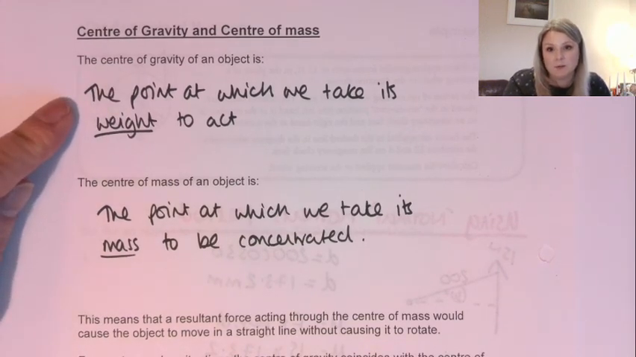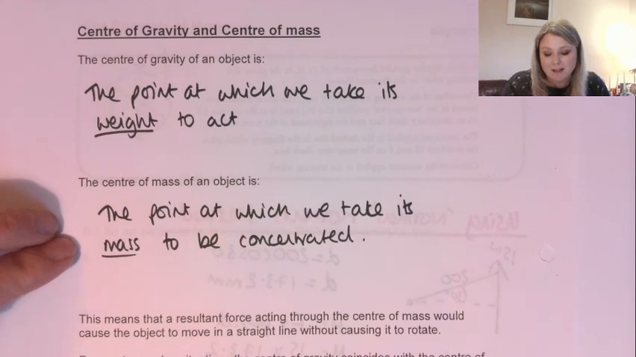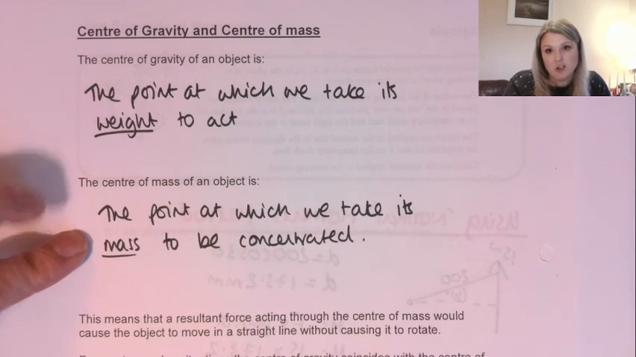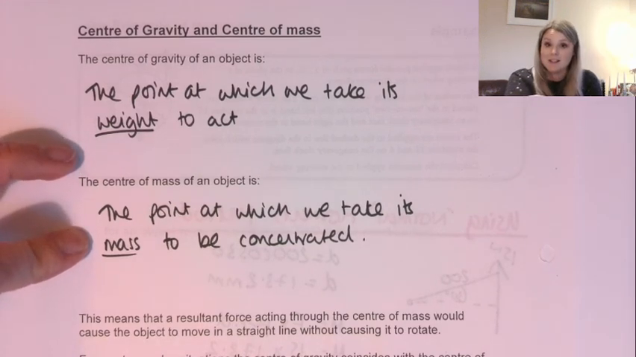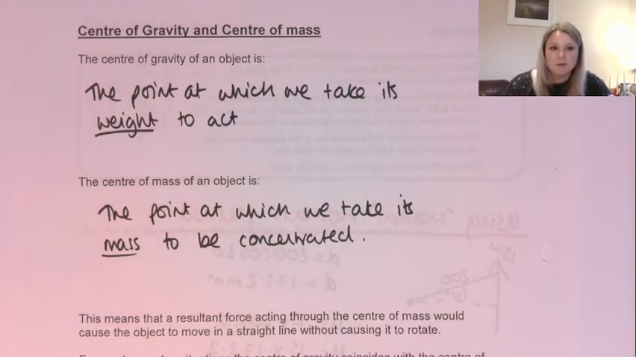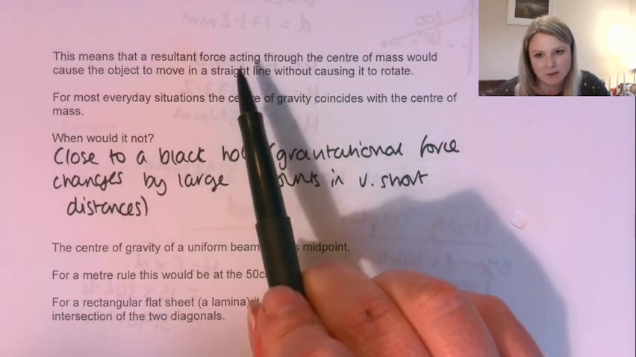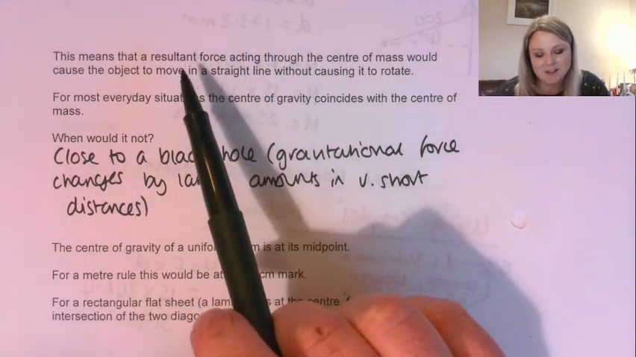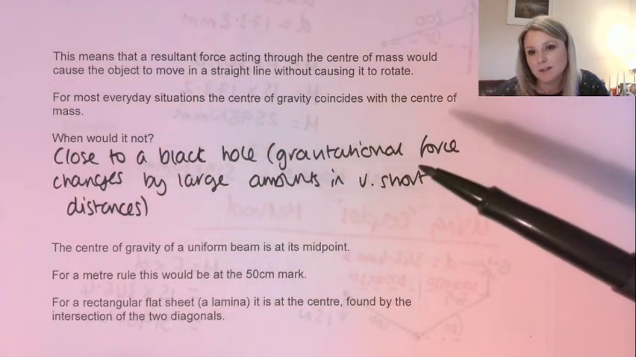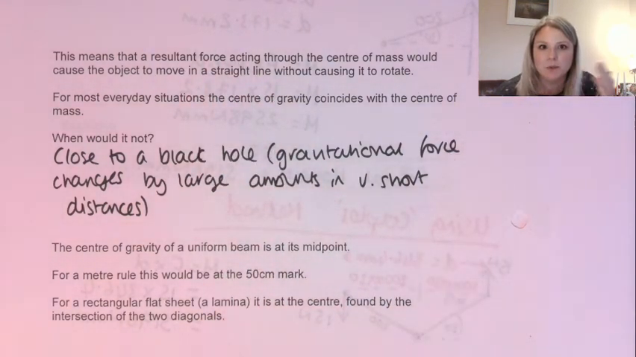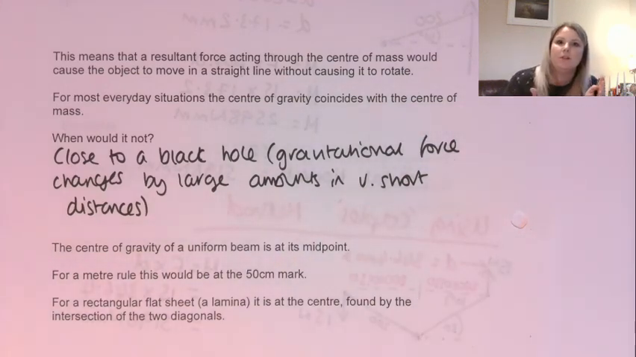So the point at which we take its weight to act, and then the centre of mass is the point at which we take its mass to be concentrated. Now generally they are both at exactly the same place, but there's a very rare time whenever there's not, so we need to fill that in a wee bit down here. Okay, so I actually left out this little bit here, sorry. So this means that a resultant force acting through the centre of mass would cause the object to move in a straight line, but it wouldn't cause it to rotate, because that means your distance from your pivot point is going to be 0, so you're going to have no moment.